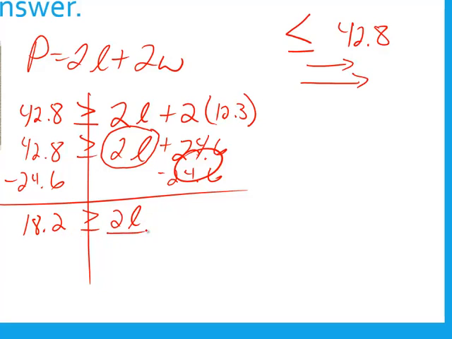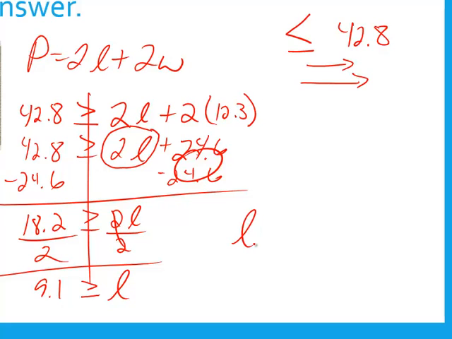And last step, we need to isolate the L still. So divide by 2. That'll divide to 1. So we have 9.1 is greater than or equal to L. But I don't want to read it that way. I want to read it where the L comes first, left to right. So let's have the L come on that side. So L. And remember, the inequality needs to open in the same direction as it does towards a number.